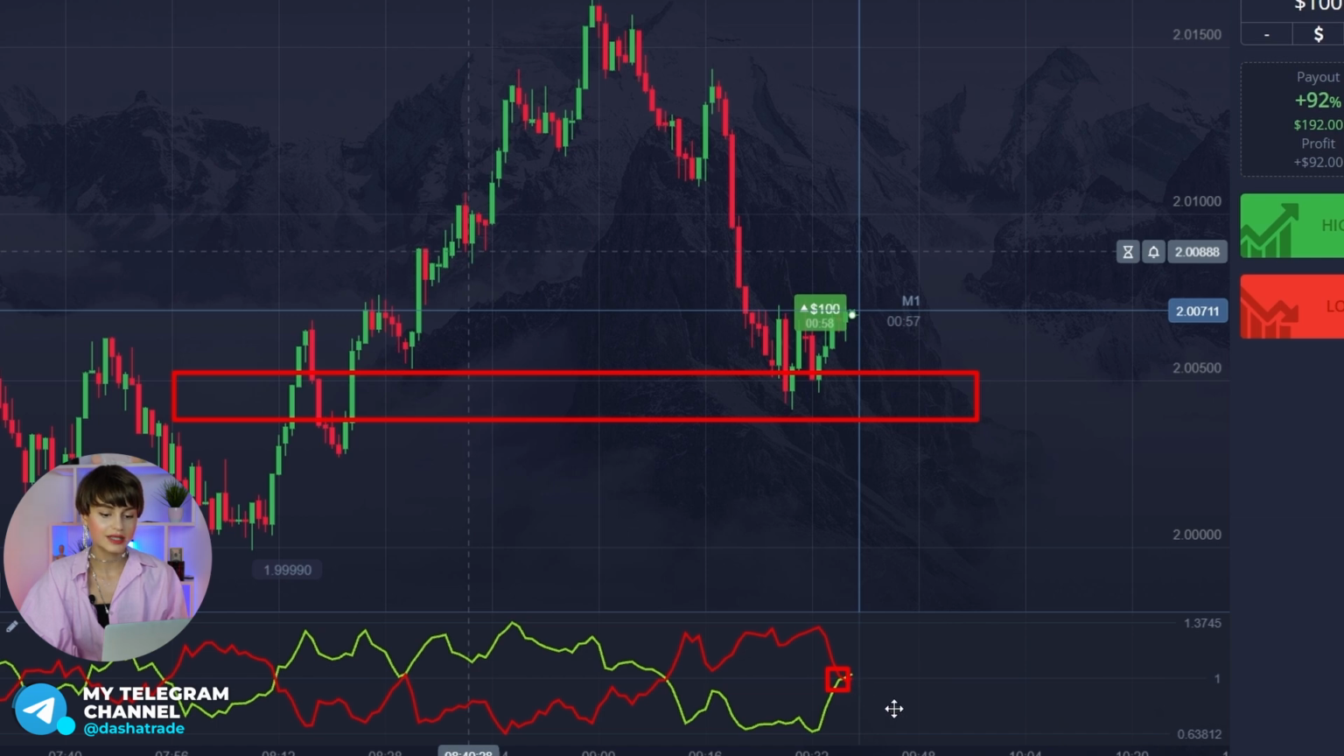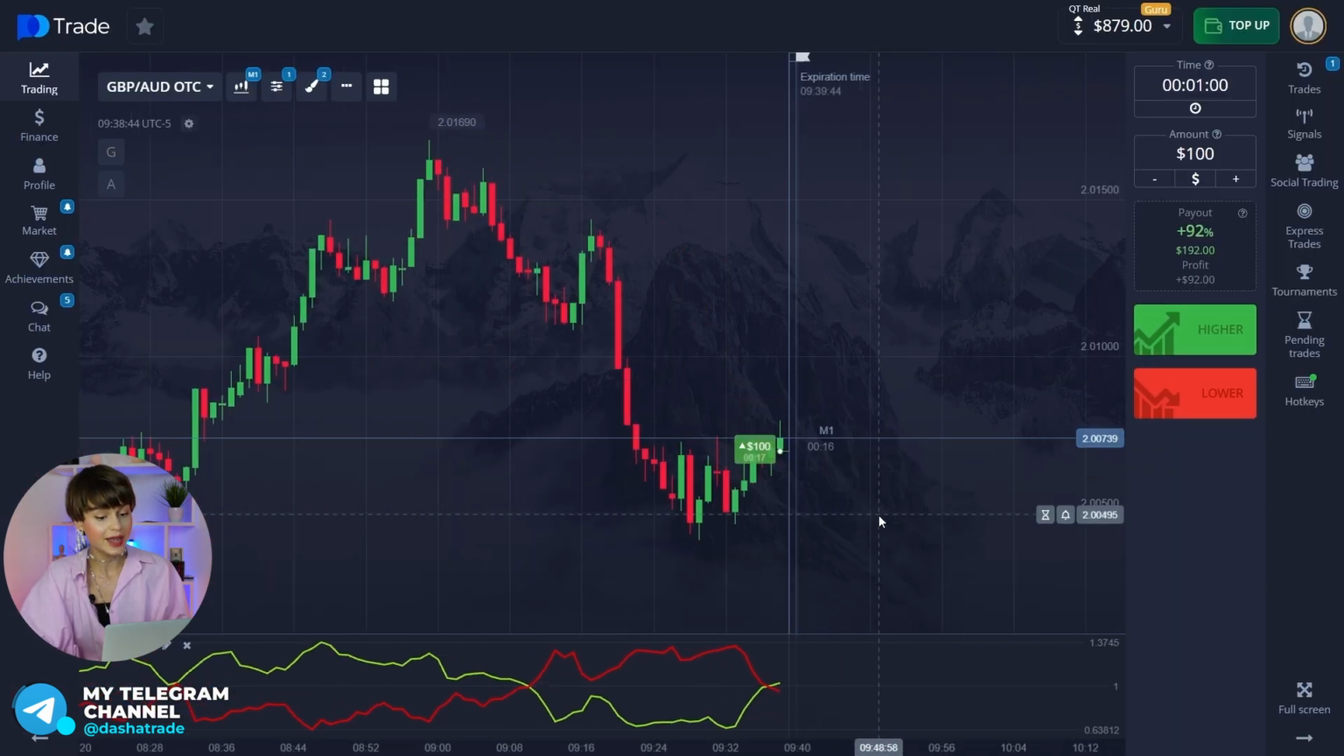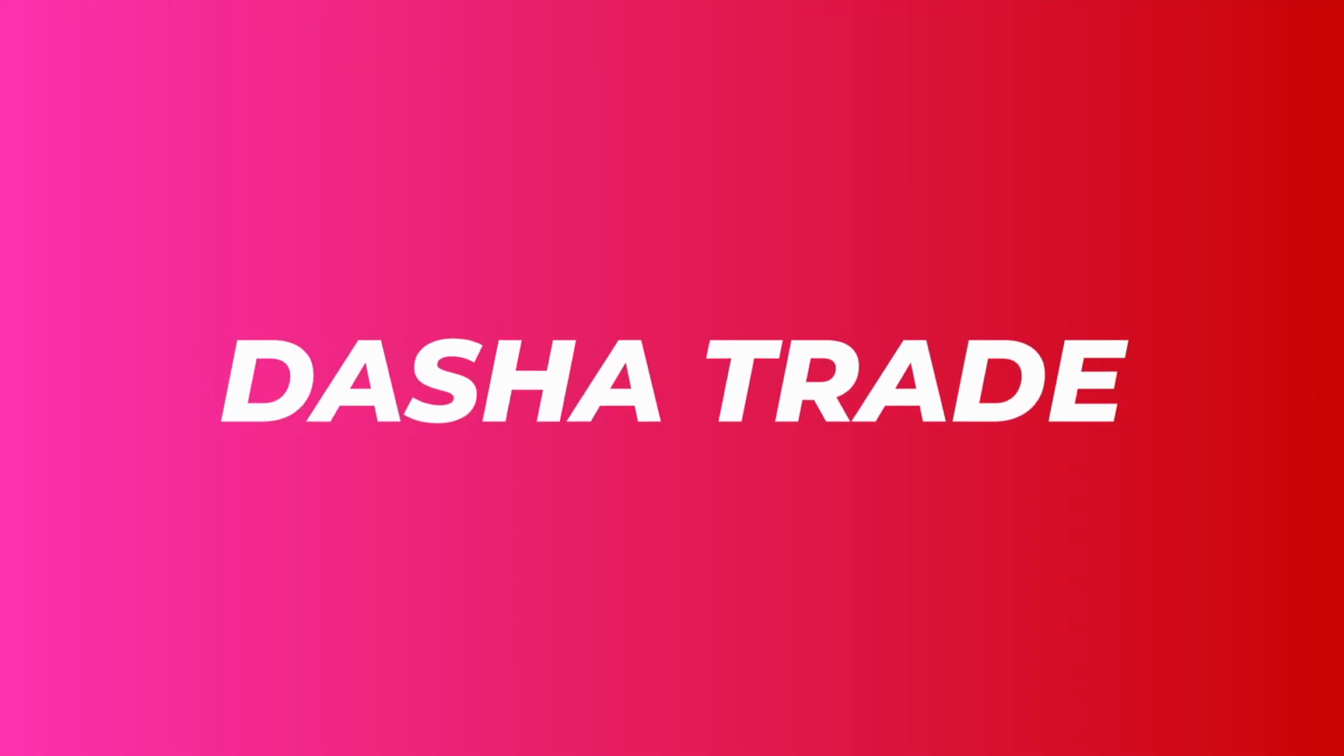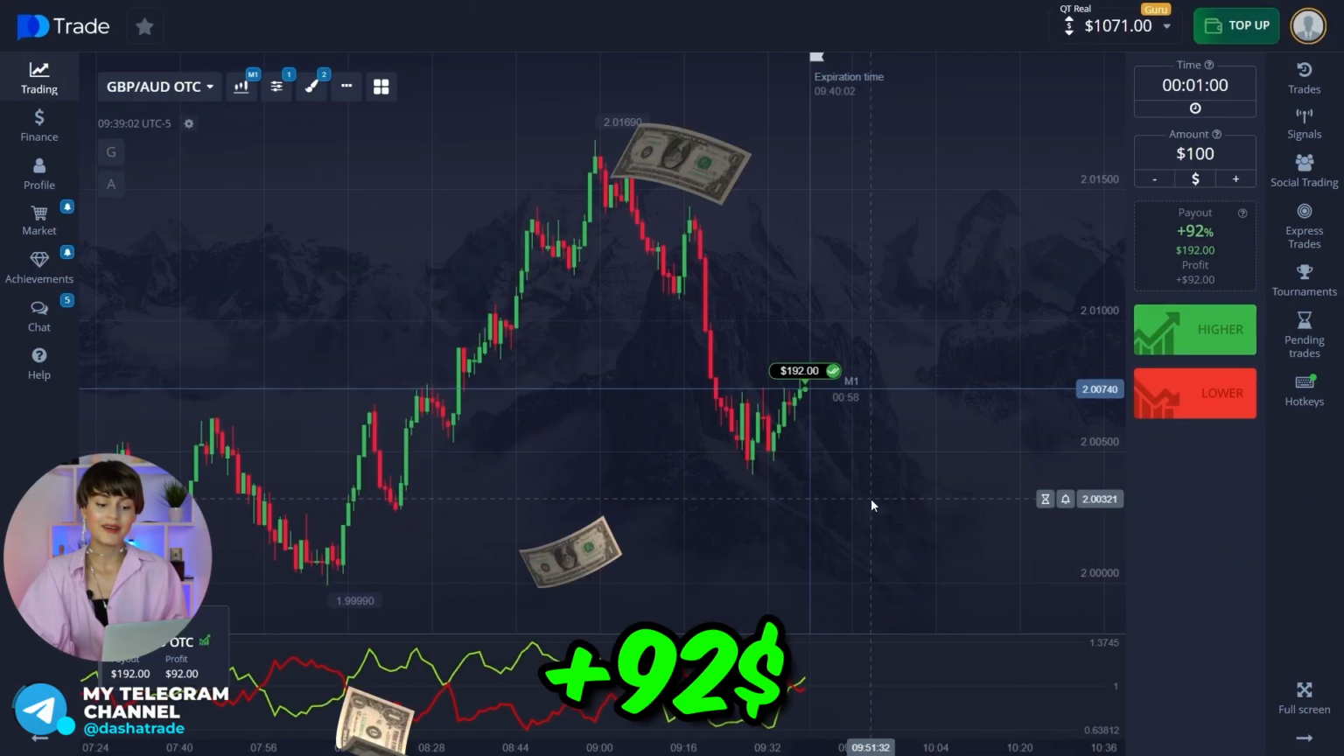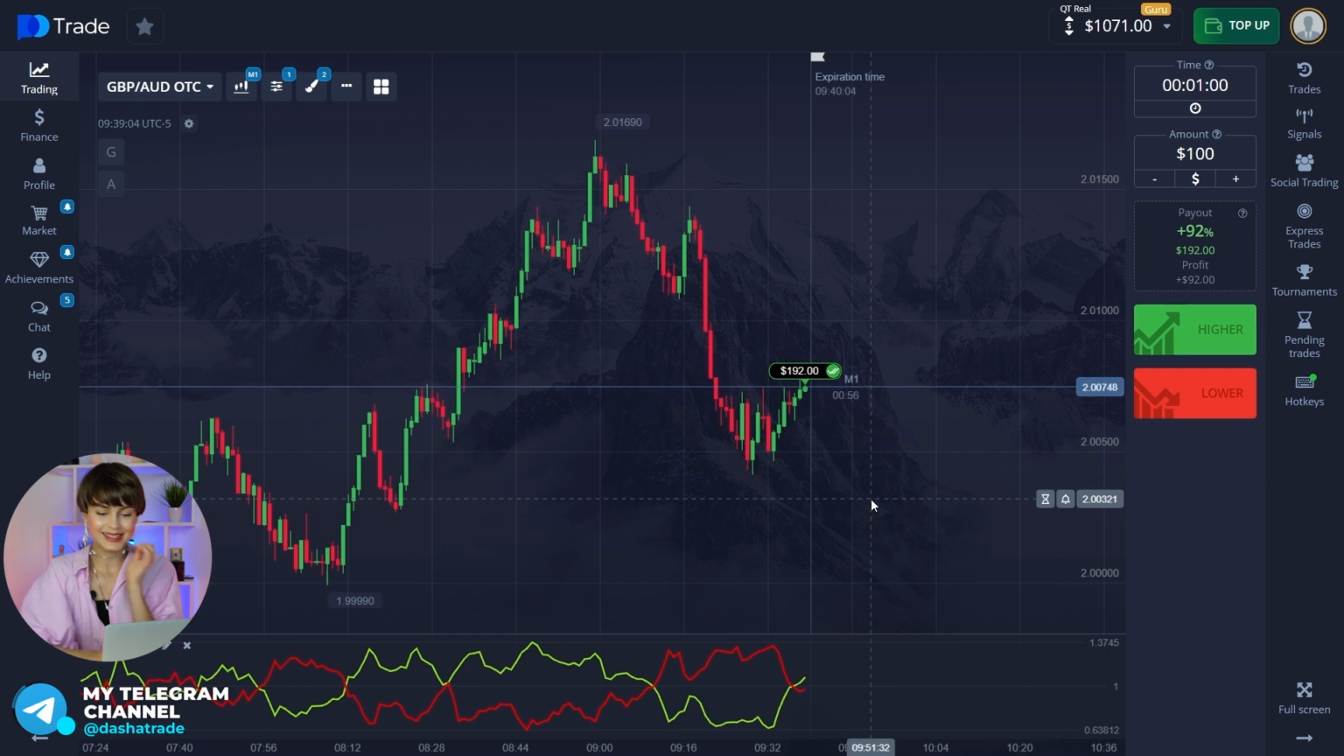Moreover, our signal on the indicator is upward, which is a confirmation that we're opening a deal with higher, and the level of support as well. More than that, the price has been rolling back from it most often, so our deal with higher is a pretty confident one. And our first deal is closed in a profit successfully with no problem.